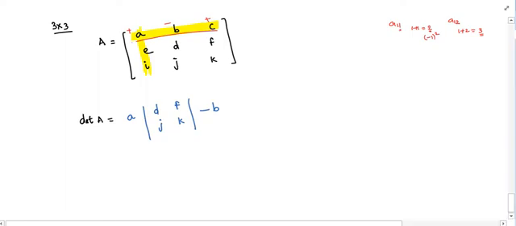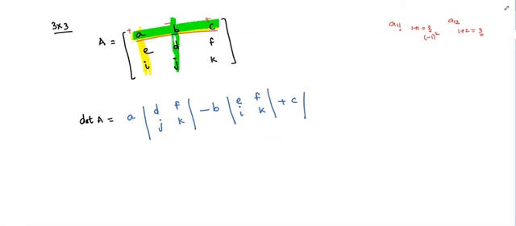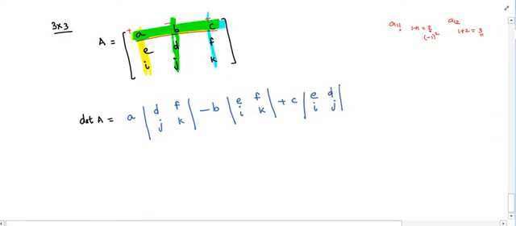Now B is intersecting with the first row and the second column. So what are the elements left here? Elements left here are E, I, F, K. So this will be the determinant of this, plus C times determinant of, with C will be the last column and the first row. So it will be EI, DJ. See, the important thing is this is a determinant.